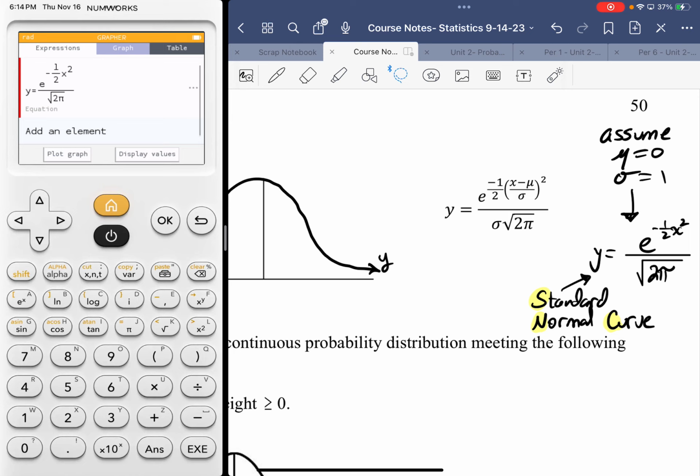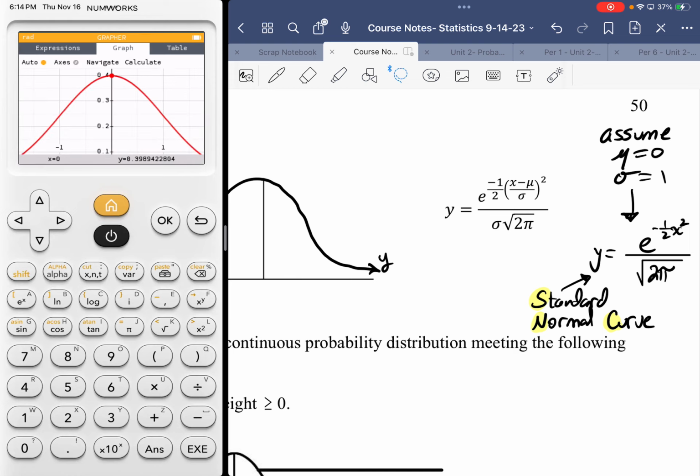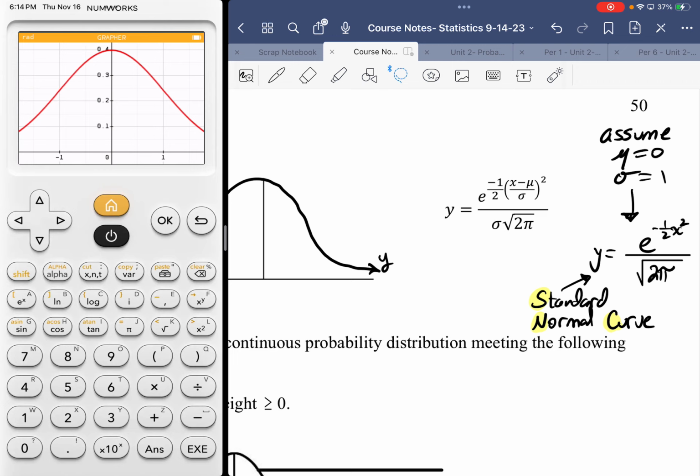So I'm going to go to graph. You could go to plot graph if you want, or just go right up to graph. And I kind of lucked out. I got a pretty nice view of the curve itself. It doesn't go all the way down to the x-axis, but the heart of it is still there, so that's good. If you want, you can navigate and scroll down a little bit.